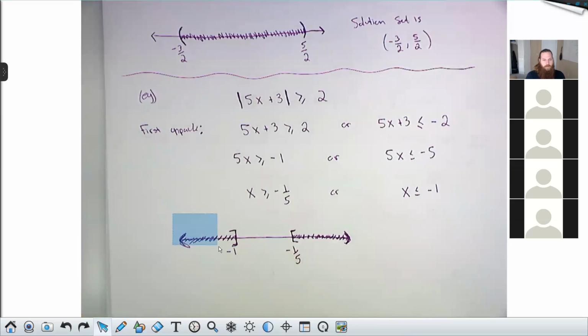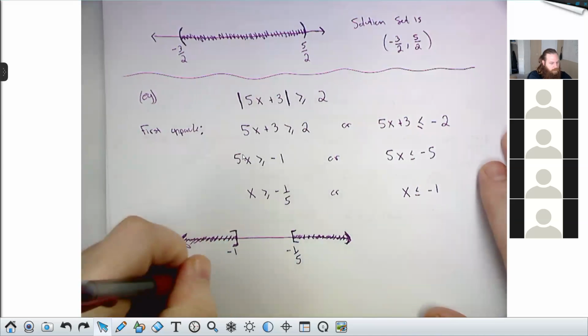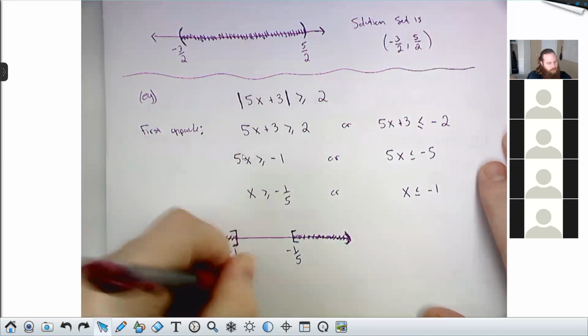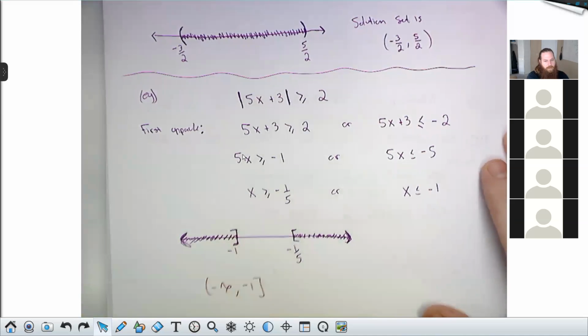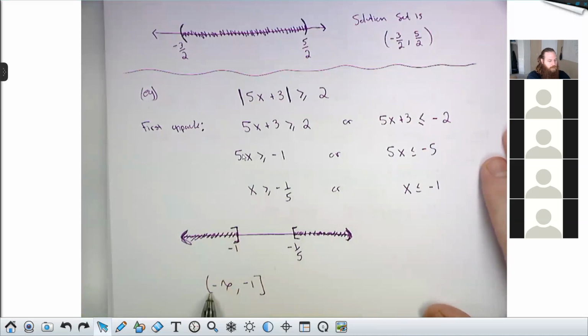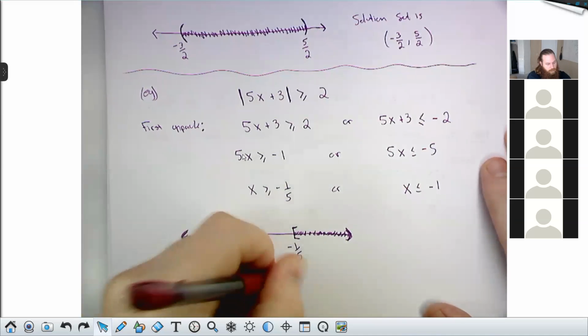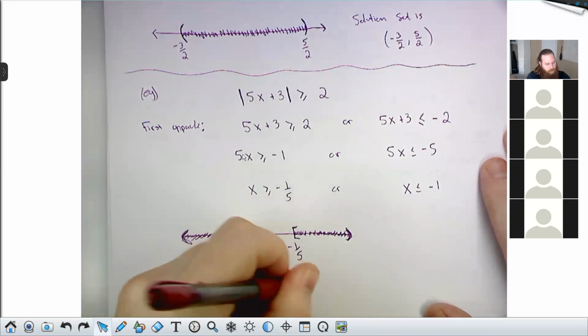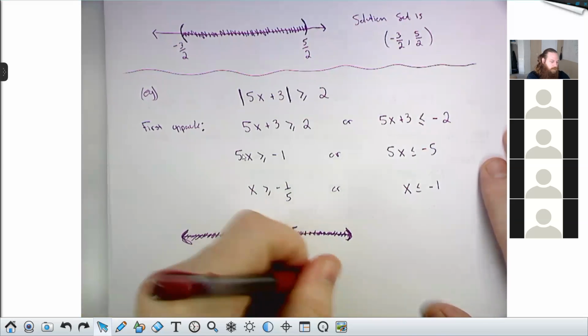I'm happy with things that come from this set or from this set. So I would like to join those two sets together into a single set. That will be my solution set. So this is going to be -infinity to -1 bracket like this. Remember, we always use the paren on the infinity symbol, unioned with -1/5 to positive infinity.